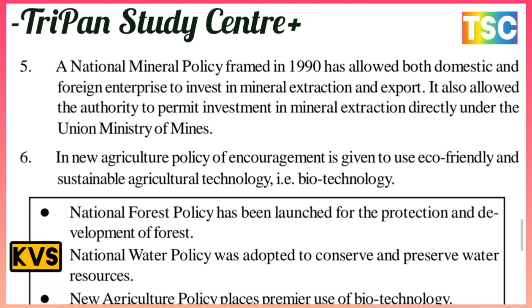A new agriculture policy encourages the use of eco-friendly and sustainable agriculture technology and biotechnology. This is the most important point. The National Forest Policy has been launched for the protection and development of forests. Note it down in your notebook. The next point: the National Water Policy was adopted to conserve and preserve water resources. And next, the new agriculture policy places a premium on the use of biotechnology.